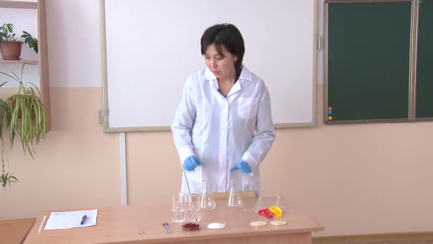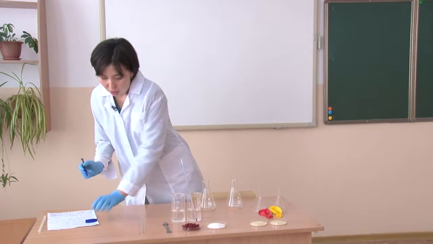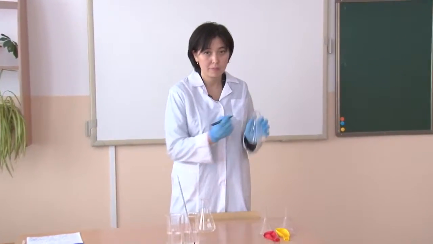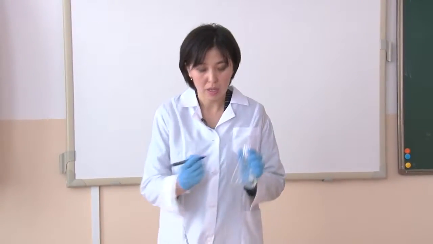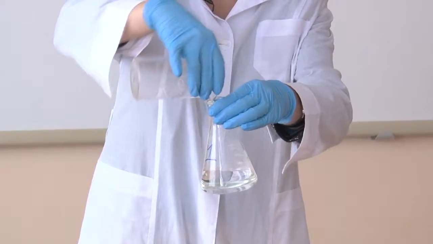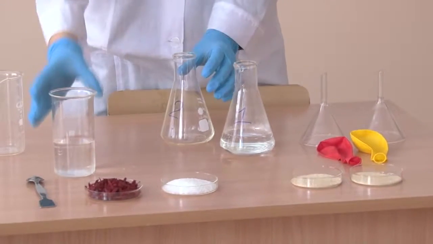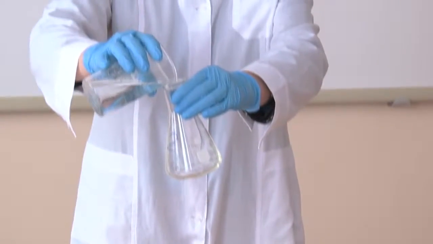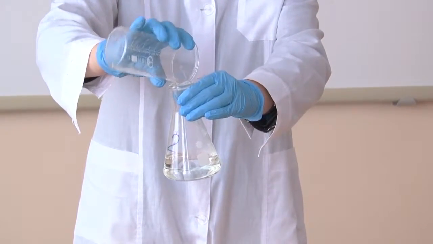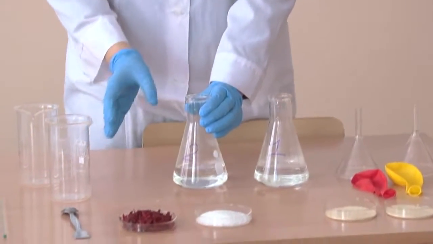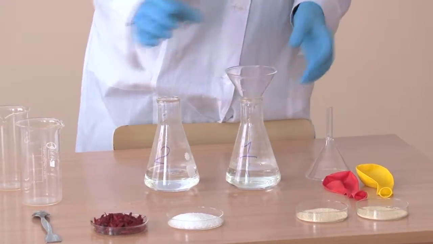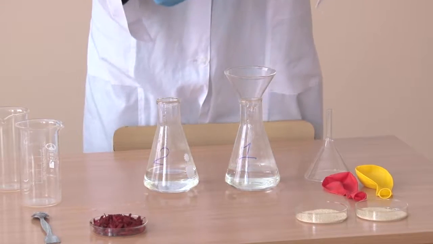First of all, let's number our conical flasks: number 1 and number 2. In both of these flasks, I add 150 milliliters of water. To the first flask, I add table sugar.